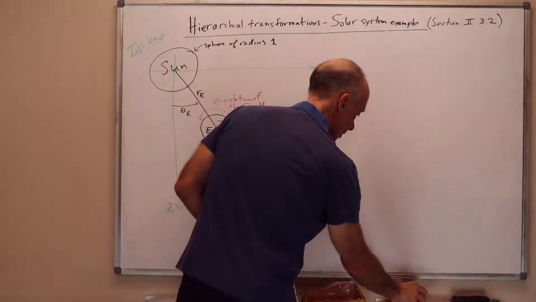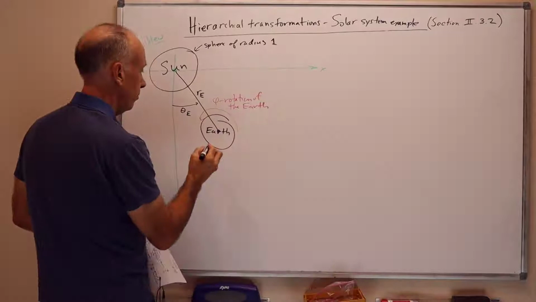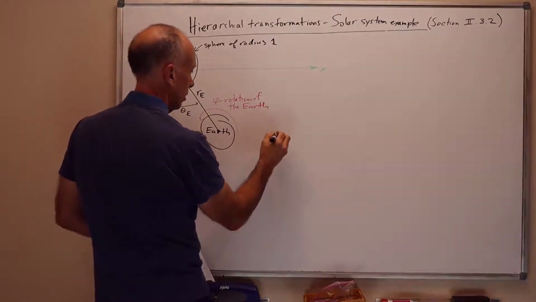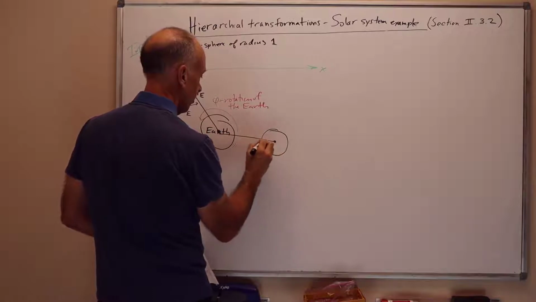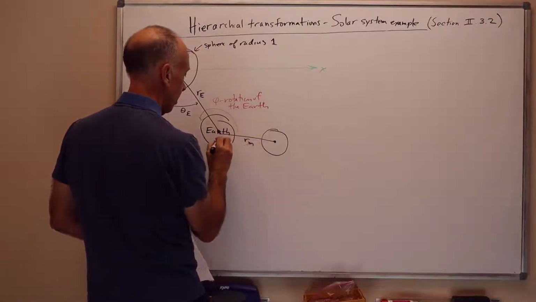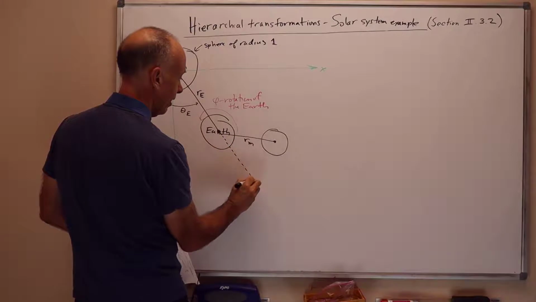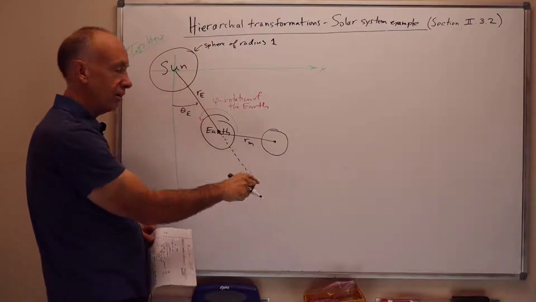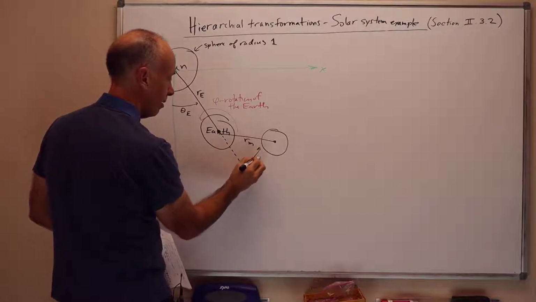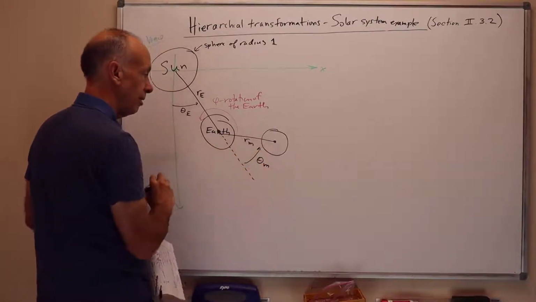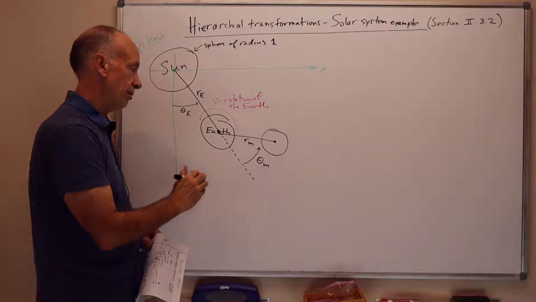And the moon will get placed somewhere over here, and the distance from the center of the earth to the center of the moon will be r sub m. And if you extend the line out from the center of the sun through the center of the earth, that makes angle theta sub m with the direction out to the moon. So here's the moon.